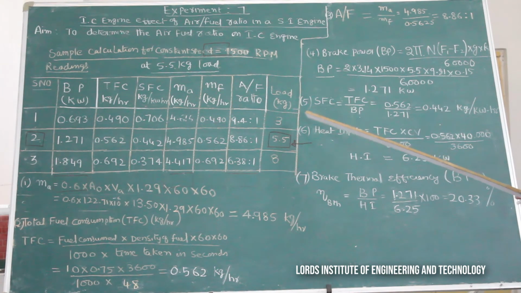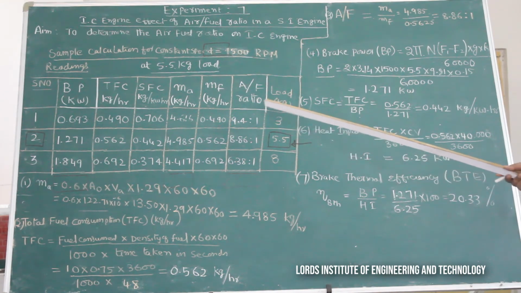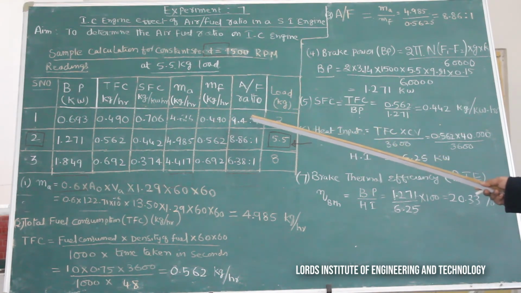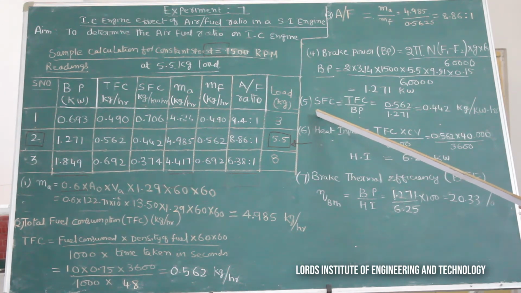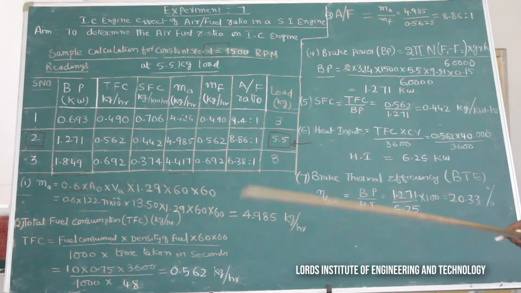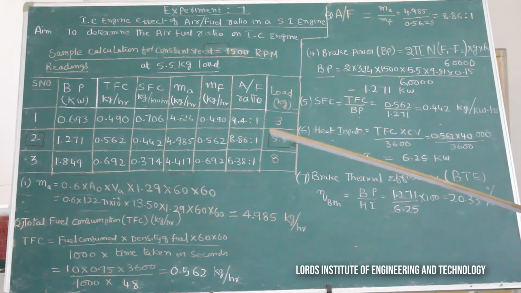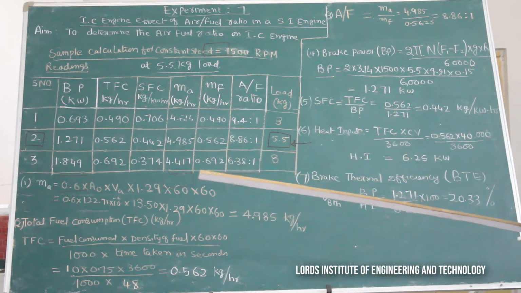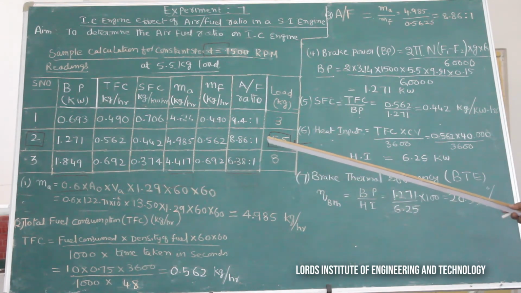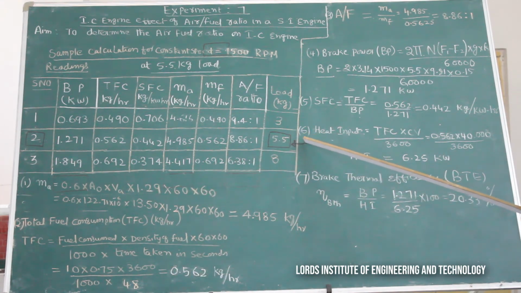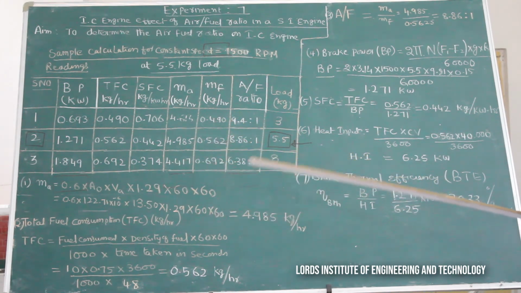Similarly, we have calculated for the 3 kg load here and then for the 8 kg load. You can see here, when I am increasing the load from 3 kg to 5 kg, the air fuel ratio is changing. So here it is 9.4:1 when the load is low; when the load is less, the air consumption is more, right? When I am applying more load on the engine, the air fuel ratio is decreasing. That means, how much air am I taking? I am taking 8.86:1. That is, we are consuming more fuel than air, right?